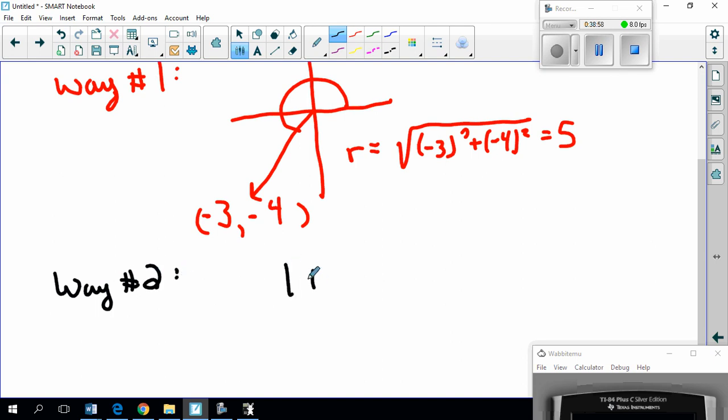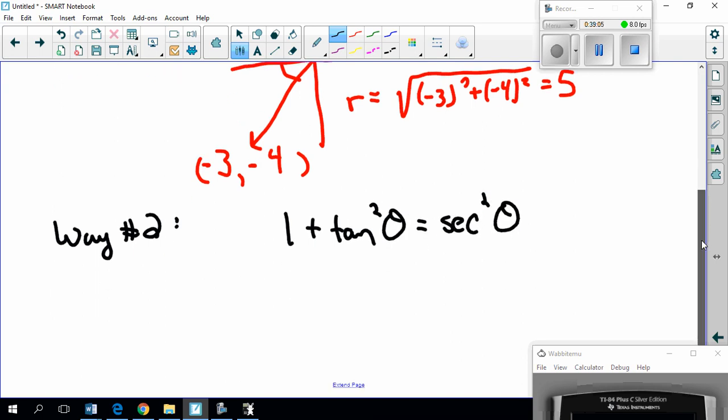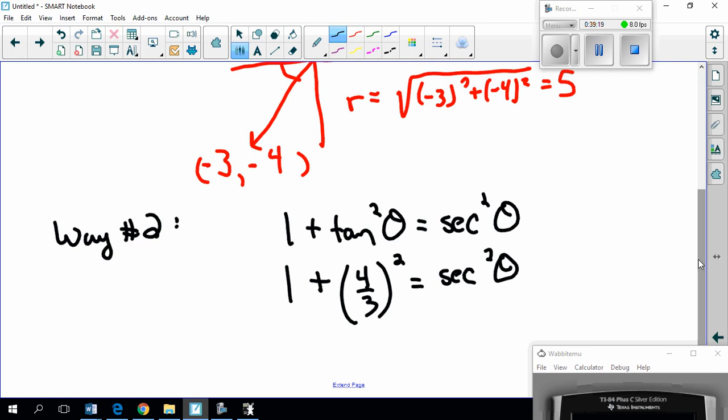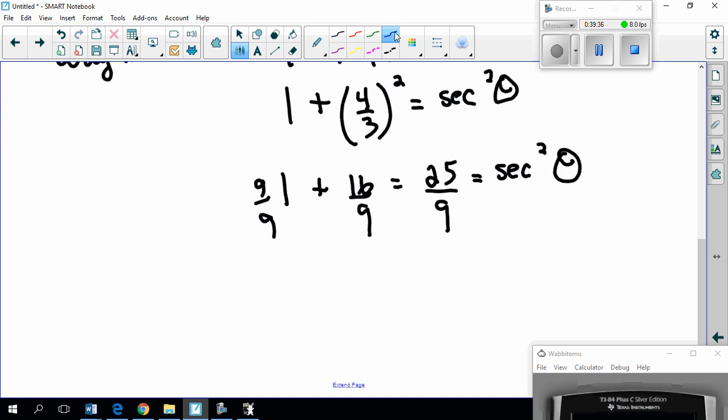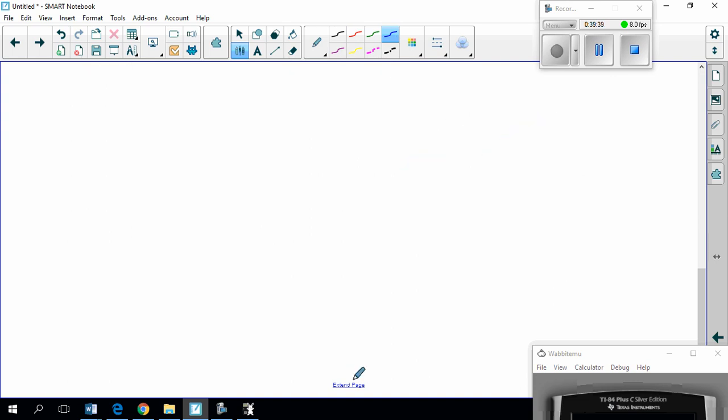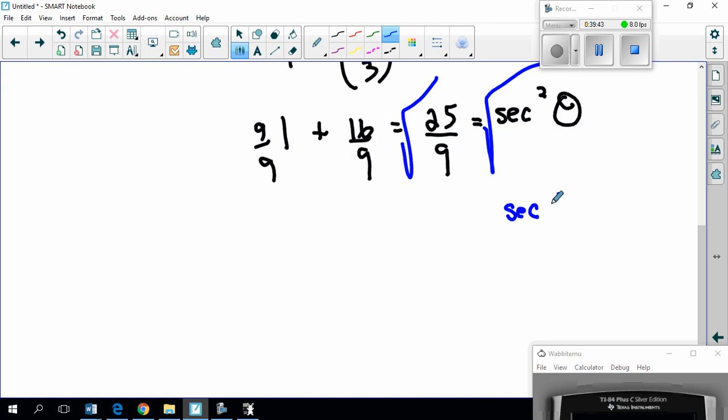We know 1 plus tangent squared theta equals secant squared theta from earlier. So we got 1 plus, oops, what's tangent? 4/3, squared, equals secant squared theta. Now we get 1 plus 16/9, which is really 9 over 9, which is 25 over 9, secant squared theta. Therefore, square root both sides with the square root method. The answer is secant theta equals plus or minus 5/3.